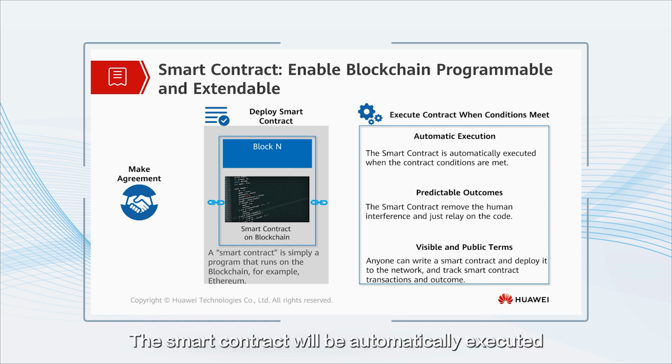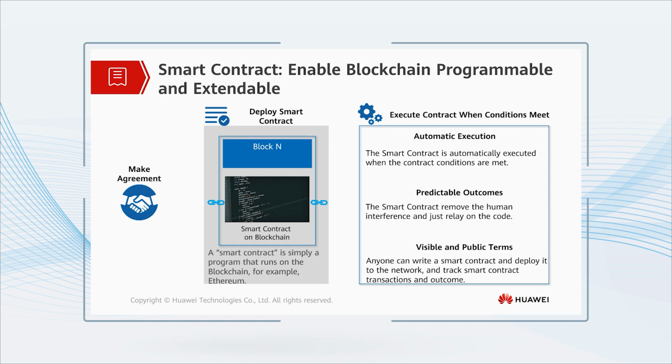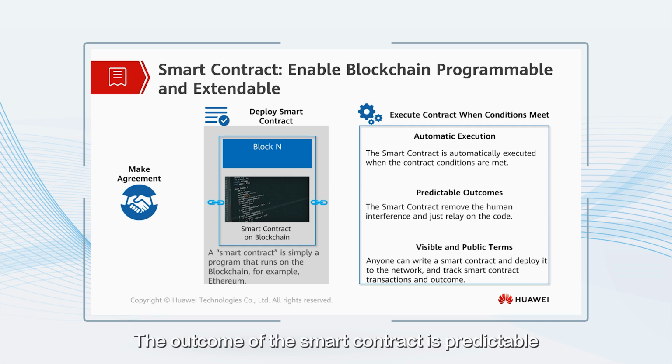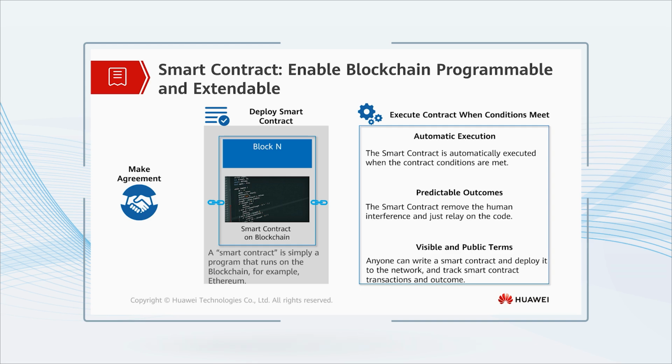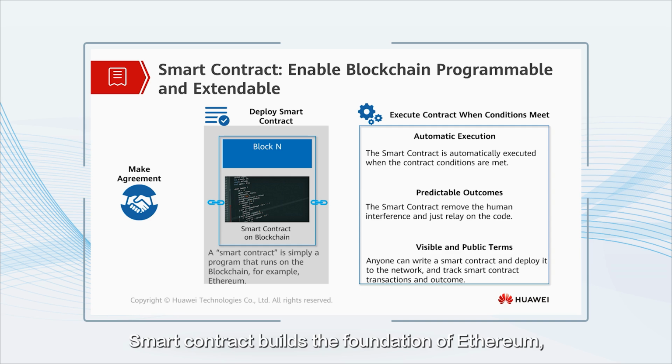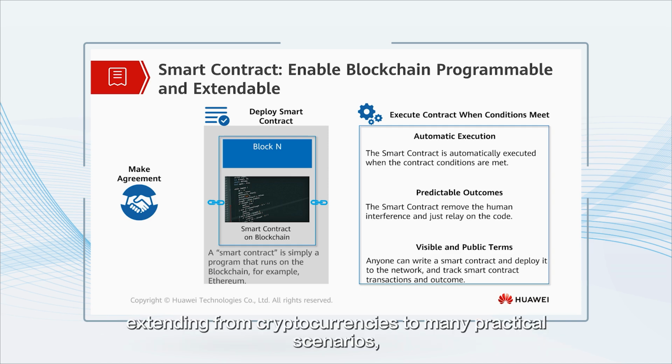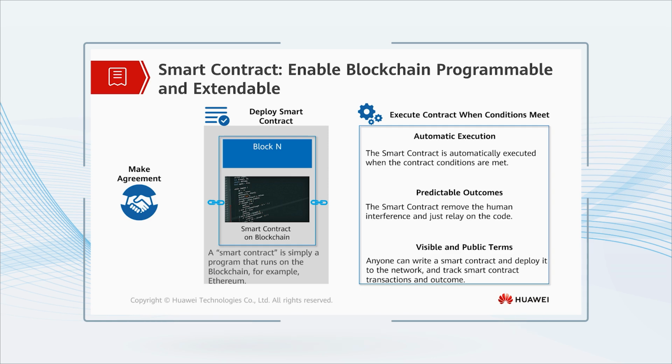The smart contract will be automatically executed when the agreement conditions are met. The outcome of the smart contract is predictable because it is coded in program. This helps to remove the human interference. Smart contract builds the foundation of Ethereum, making Ethereum one of the most active and popular blockchain networks. Smart contracts have also allowed blockchain applications, extending from cryptocurrencies to many practical scenarios, increasing the value of blockchain.